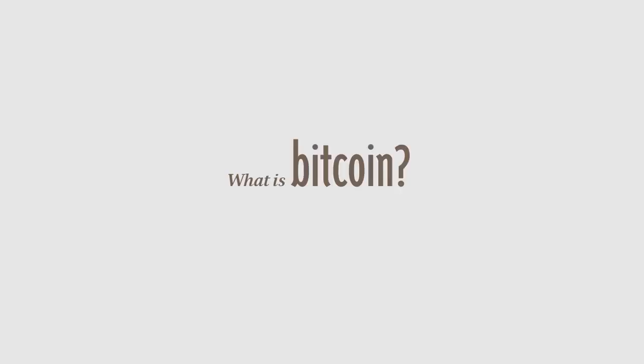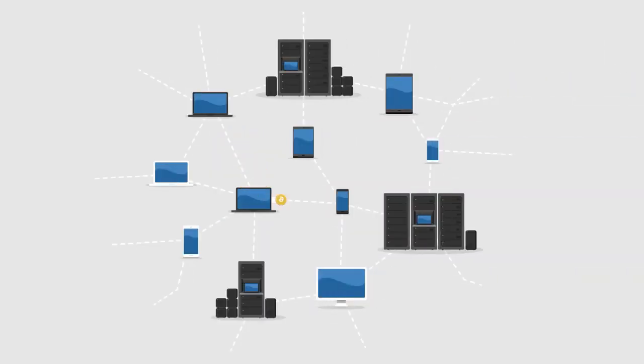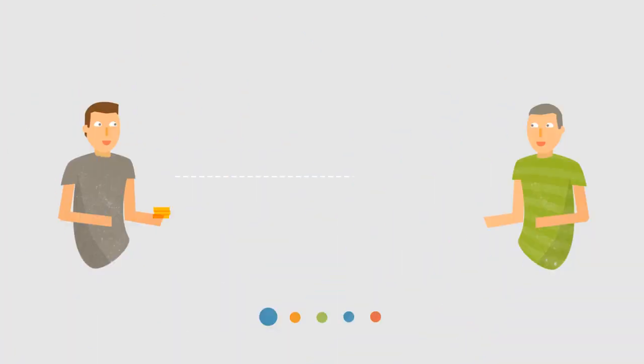What is Bitcoin? Bitcoin is the first decentralized digital currency. Bitcoins are digital coins you can send through the internet. Compared to other alternatives, Bitcoins have a number of advantages. Bitcoins are transferred directly from person to person via the net, without going through a bank or clearinghouse.